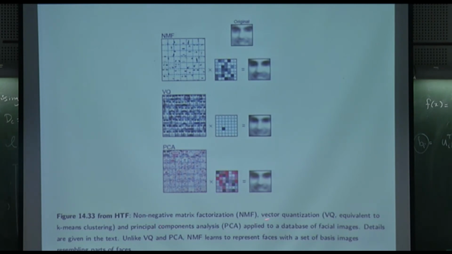Non-negative matrix factorization, vector quantization, and principal component analysis applied to a database of facial images. Details are given in the text, but unlike VQ and PCA, NMF represents faces by a set of basis images resembling parts of faces. So you end up getting these images that are parts of faces because you're insisting that they are non-negative. And in some ways, that ends up becoming a nice way of doing things. What is vector quantization? Vector quantization is like k-means clustering. So you look at all the images that you have and you define k different means for them.